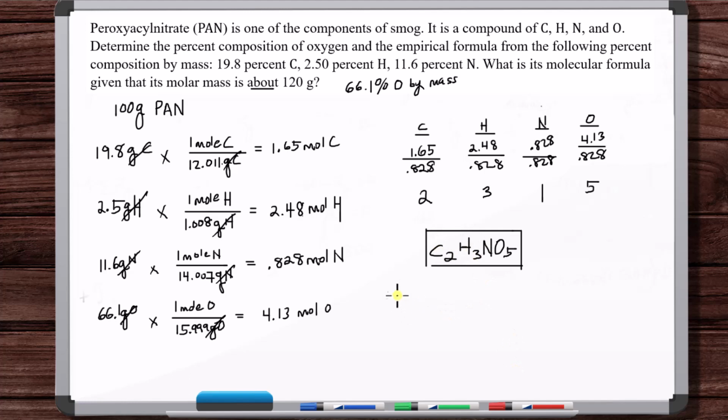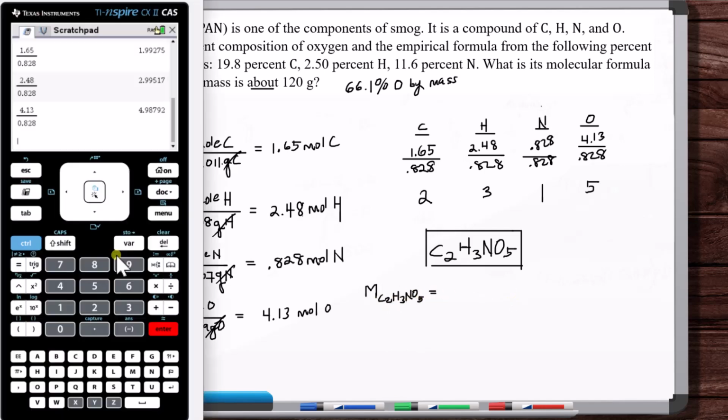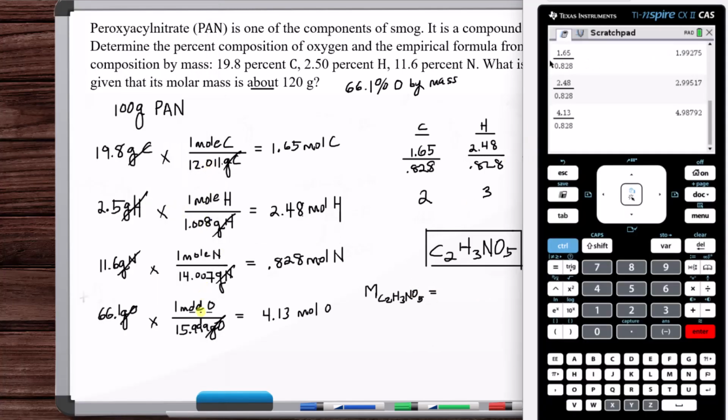So the molar mass of C2H3NO5 is what? We have our molar masses of the individual elements here. So 2 times 12.011 plus 3 times 1.008 plus 14.007 plus 5 times 15.999.